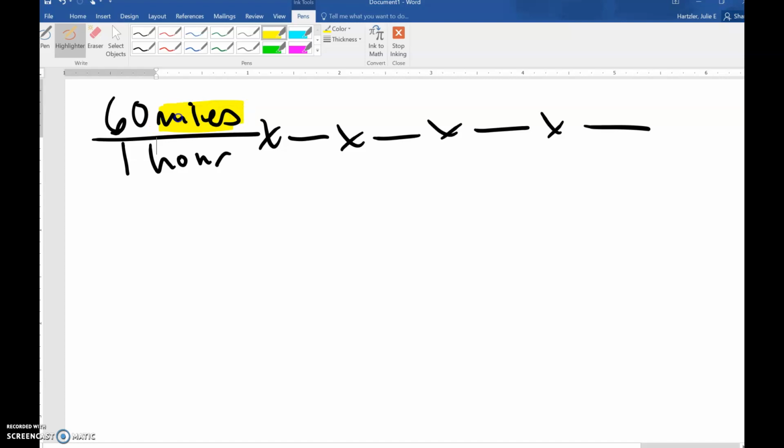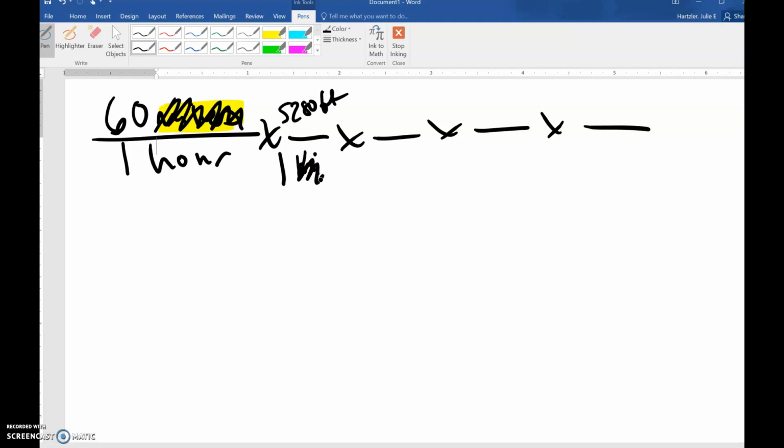Miles is on top, so I know I'm going to need miles on bottom. And I know there's 5,280 feet in 1 mile. And so notice these cancel. And my goal is to get what? Feet per second. So I'm actually done. I like this label of feet. So the labels kind of tell you when you're done. So I like that one.